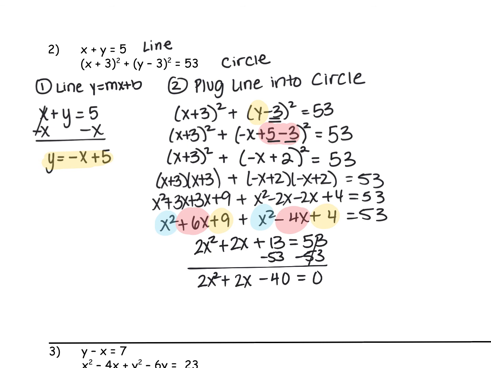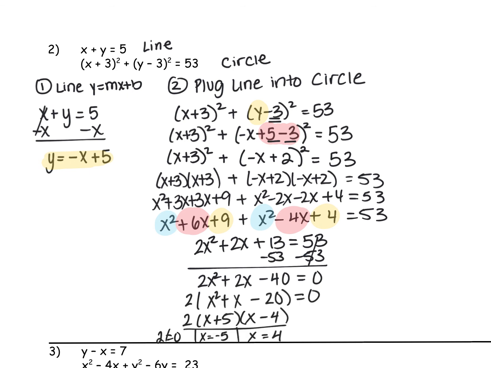All right, this is what I got. Once I set it equal to 0, I took out the GCF of 2, and I used add multiply to find my factors. So numbers that add to this, that multiply to that. I got 5 and 4, and then I solved for my solutions.